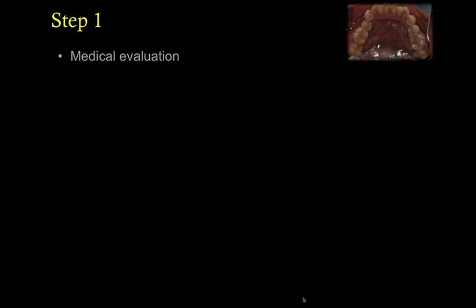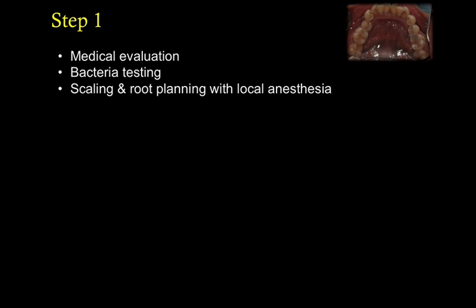So step number one, because we're suspecting an aggressive condition, I would refer the patient to a physician to conduct a full medical evaluation with blood tests, just to rule out any state of diabetes or any immune problems, anything that we can think is systemically related. You can get a bacterial sample just as a baseline and assess what type of periodontal pathogens are in her mouth, and see how these change with your treatment.